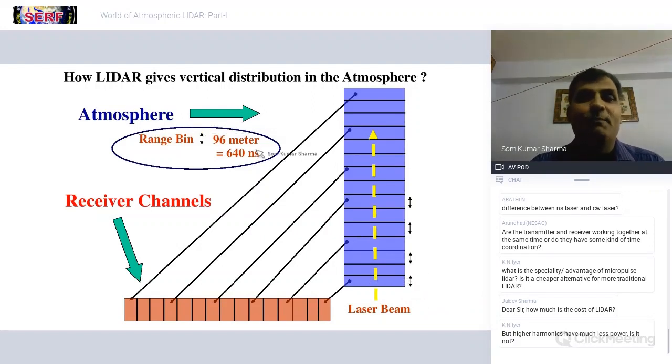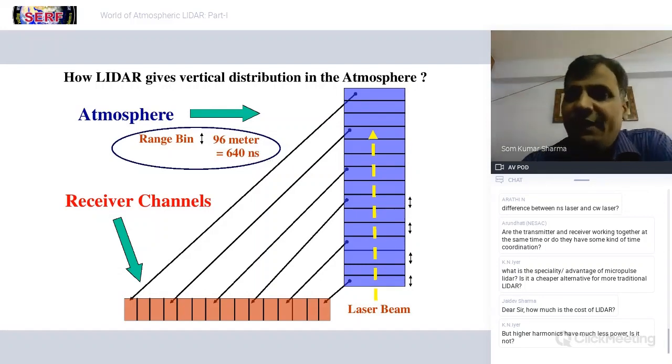Similarly, if you want more precise slices, you can reduce this time, and this distance, or the range bin, is related by a simple formula. Again I will repeat, R is equal to C into delta T by 2. You can do the simple calculation. You keep C equal to 3 into 10 power 8 meter per second, and delta T as 640 nanosecond. In another wording, 1 nanosecond in LIDAR terminology is equal to 0.15 meter.